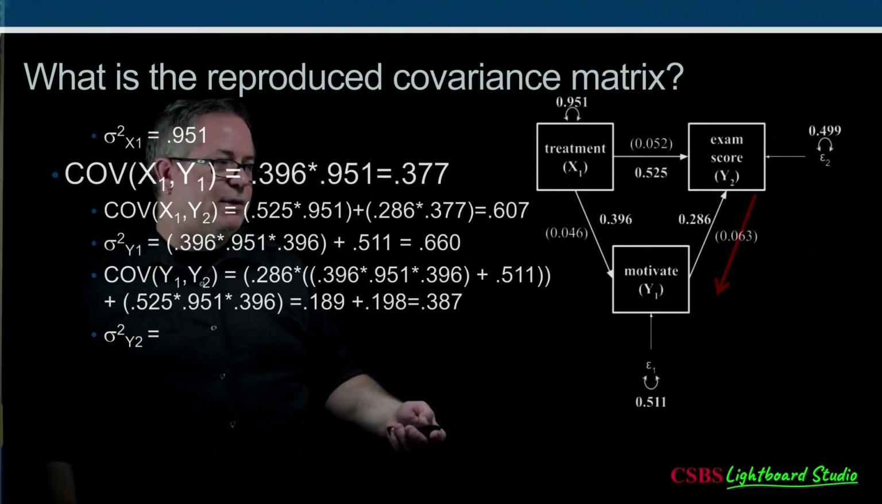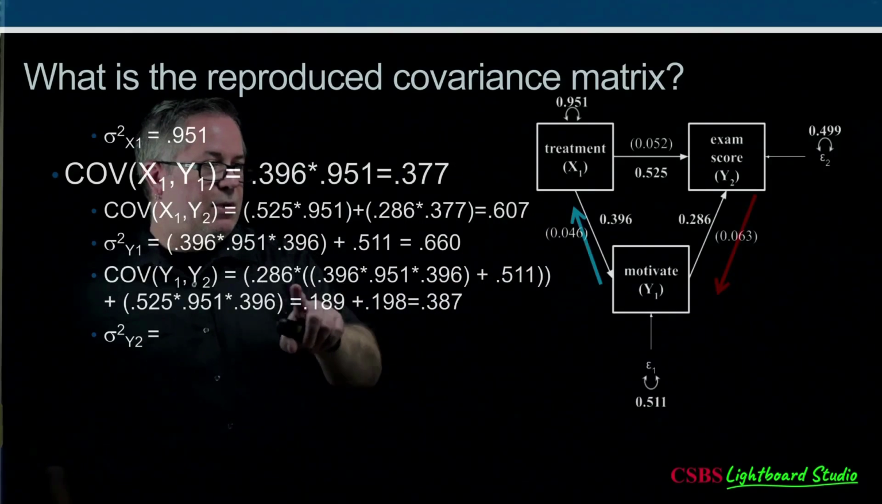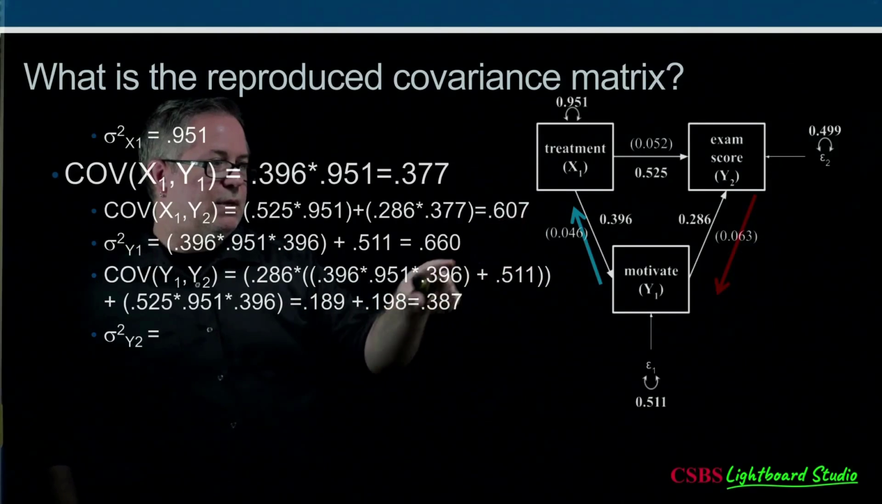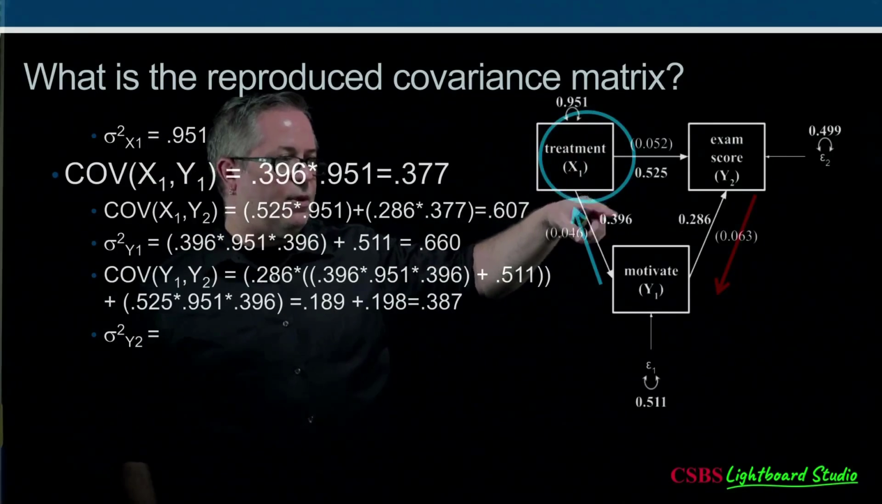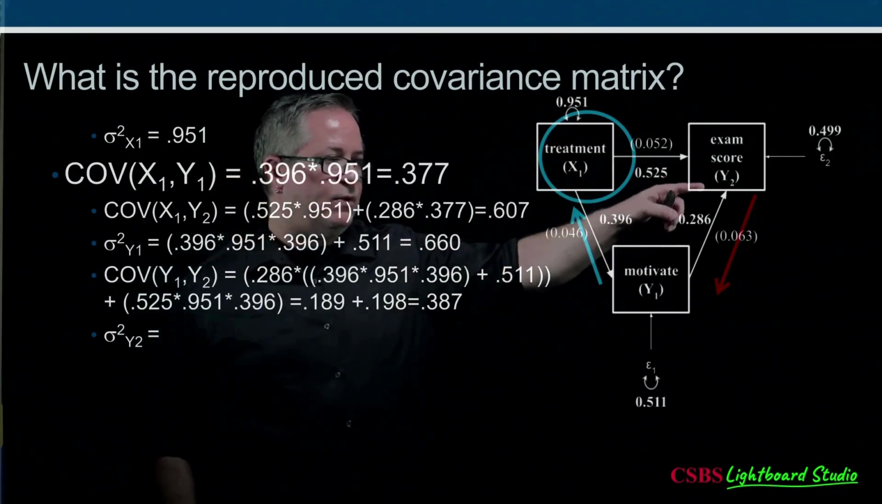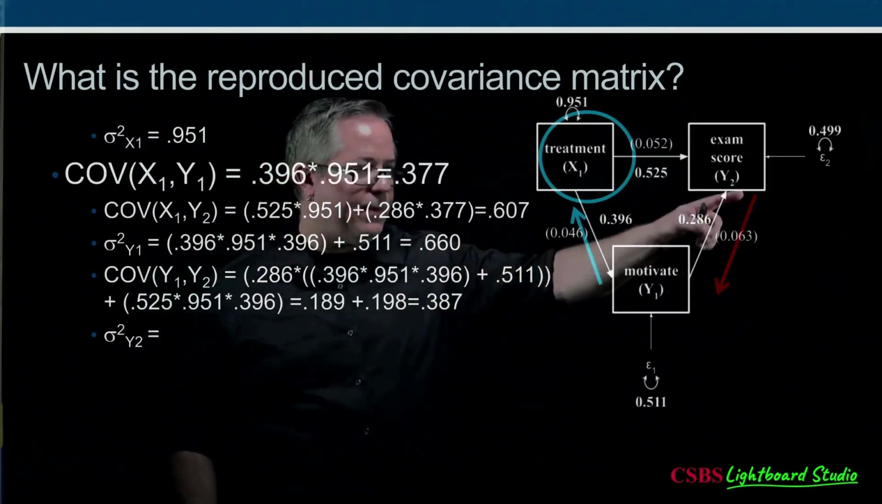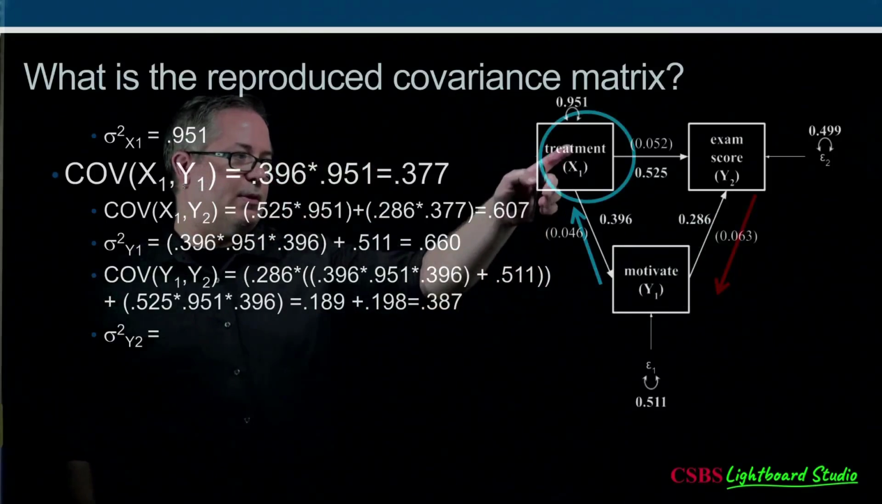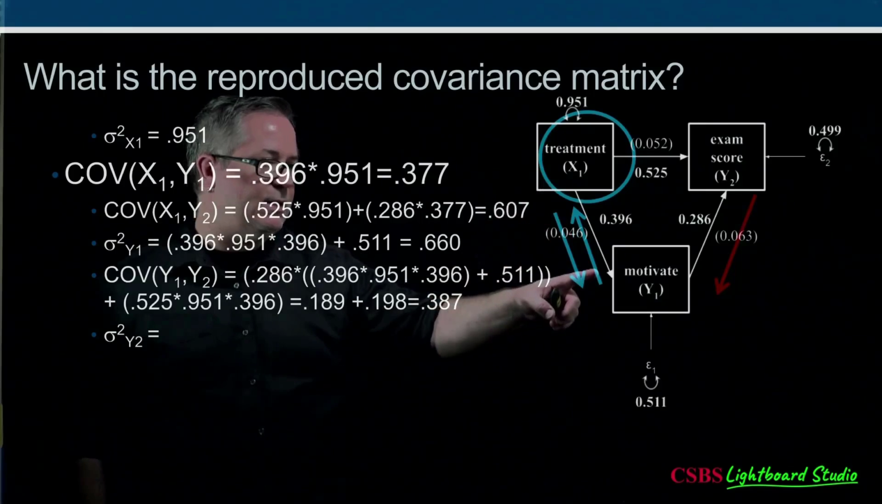I can go from here. I can then add in the 0.396. So 0.286 times 0.396 this way, times 0.951, which is the variance of x1. So I've now come to a dead end, so I need to go back. How do I get back to y2? So I go y2 to y1, x1, and then go back. So times 0.951, I'm going to hit another 0.396 along the way, back to here.